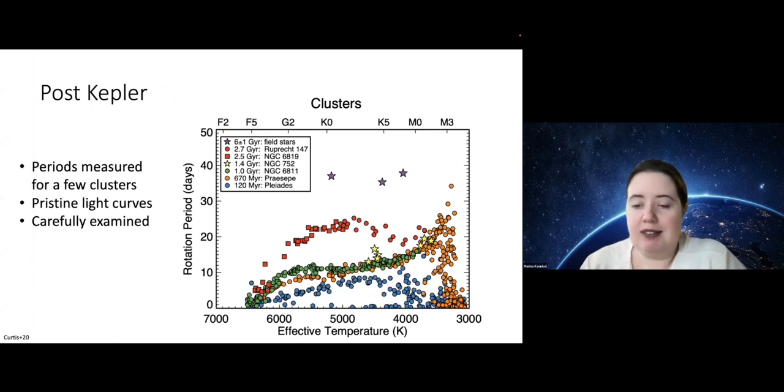With Kepler, there have been a number of clusters that have been observed by it, and people have meticulously analyzed each and every light curve of these stars associated with these clusters to carefully measure rotational periods that are not biased by any aliasing, that don't really have any systematic effects, as clean of periods as you can possibly get. Here you can see Pleiades, here you can see some of the older clusters, and you can see a clear progression from shorter periods to longer periods as the stars age. However, Kepler had a really limited field of view.